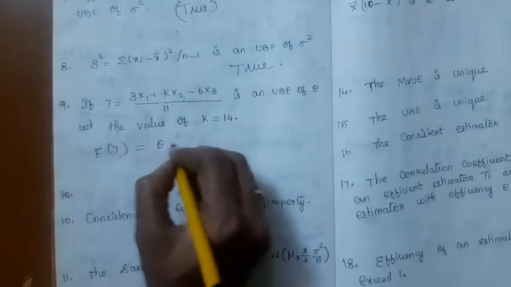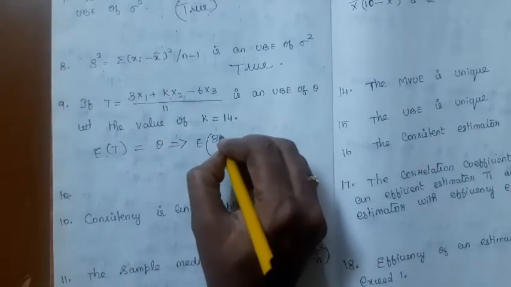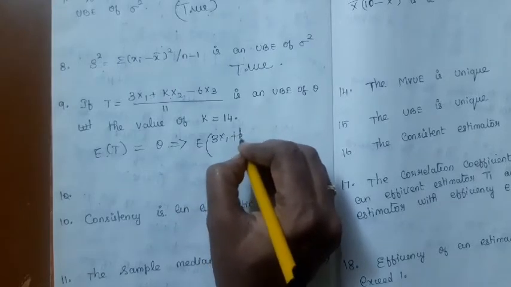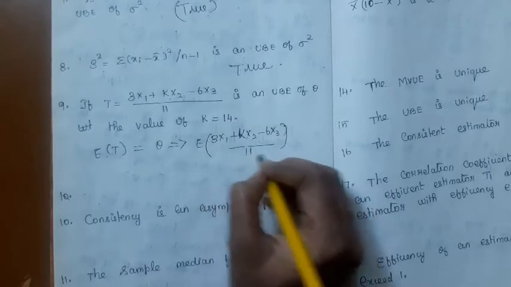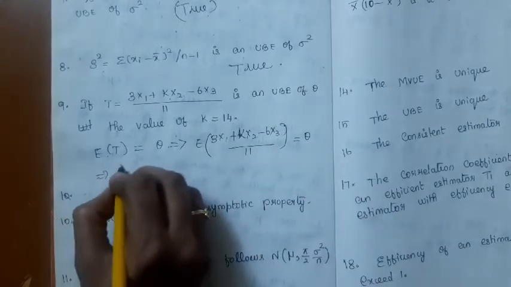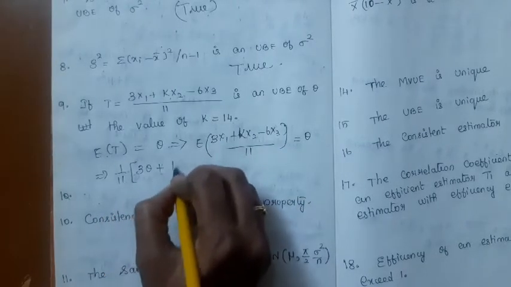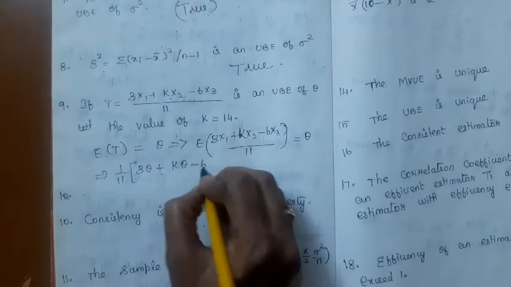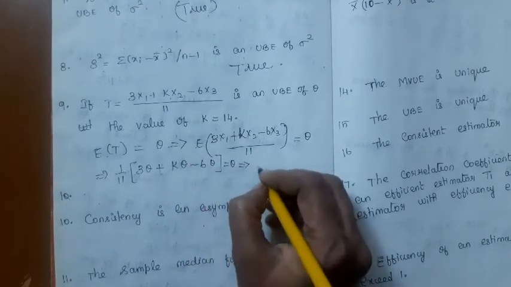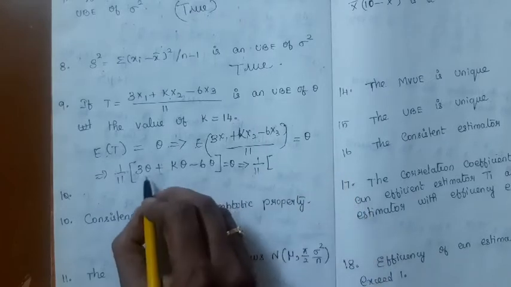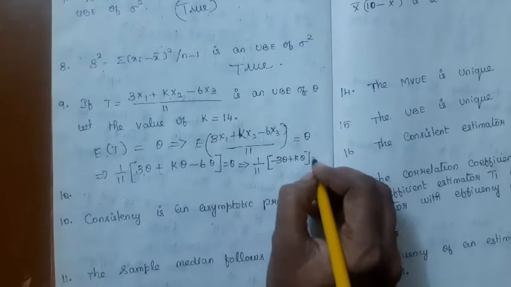Now, if T equal to (3x1 plus kx2 plus 6x3) by 11 is an unbiased estimator of theta, so expectation of T is theta, then what should be k? (3x1 plus kx2 plus 6x3) by 11 has expectation theta. So you get 1 by 11 times: 3 times expectation of x1 is 3 theta, k times expectation of x2 is k theta, 6 times expectation of x3 is 6 theta, equal to theta.